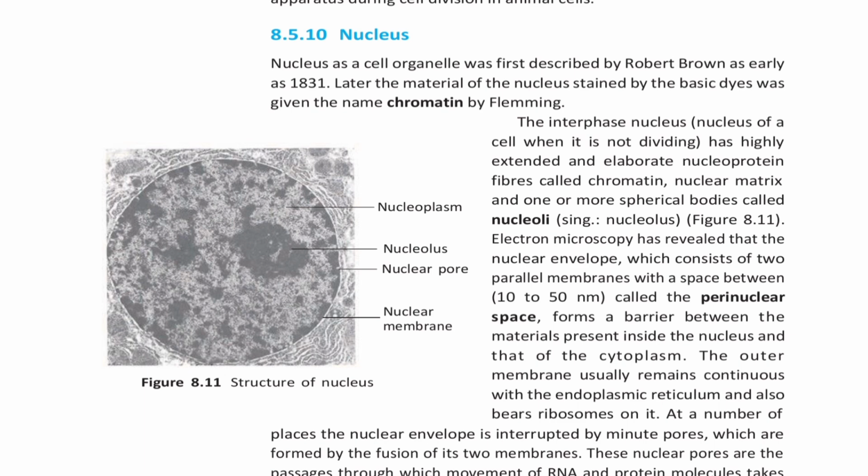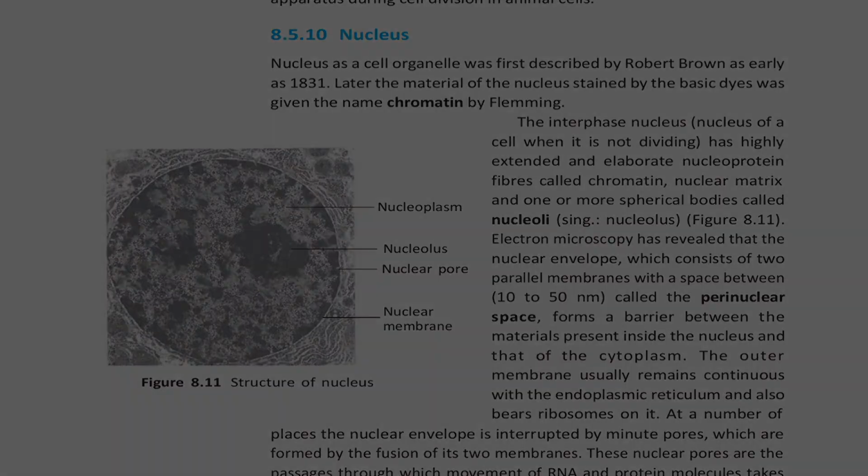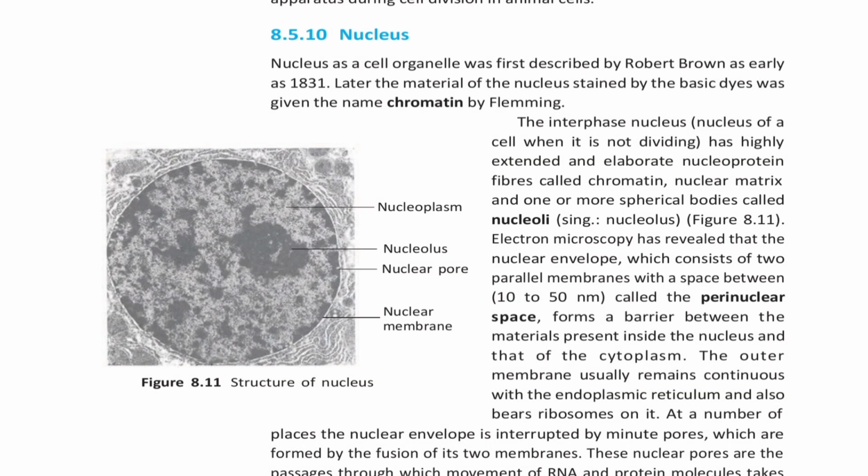Electron microscopy has revealed that the nuclear envelope, which consists of two parallel membranes with a space between 10 to 50 nanometer, called the perinuclear space, forms the barrier between the materials present inside the nucleus and that of the cytoplasm.